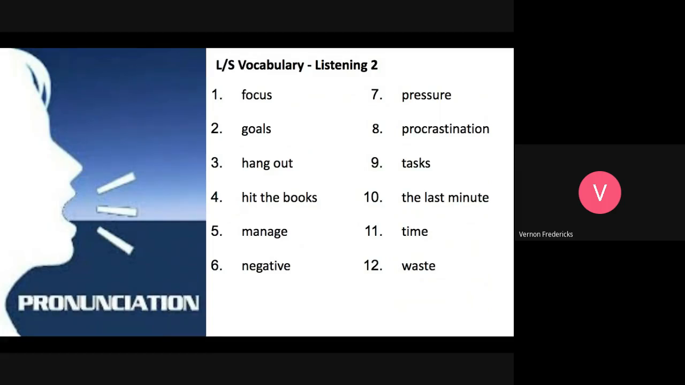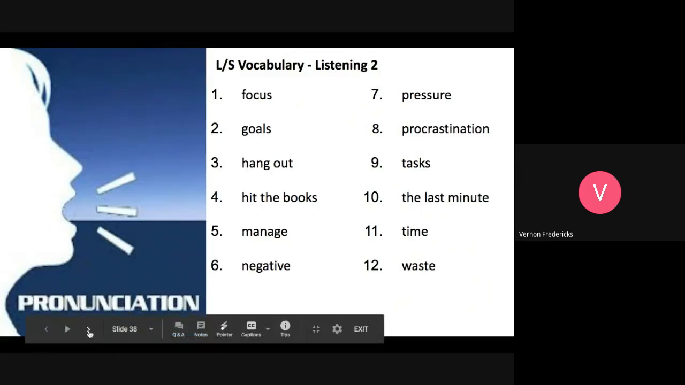Task, yeah, things we have to do. The last minute is up until the time the exercise needs to be given in. Time, yeah. Waste is wasting time, yeah, not using your time effectively.